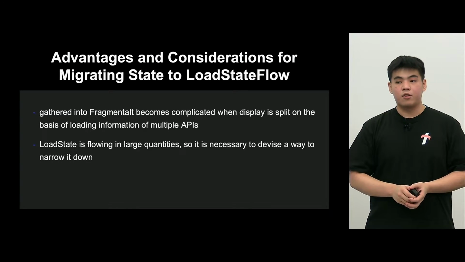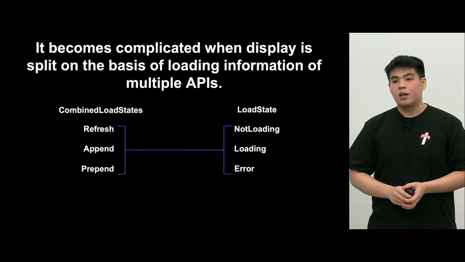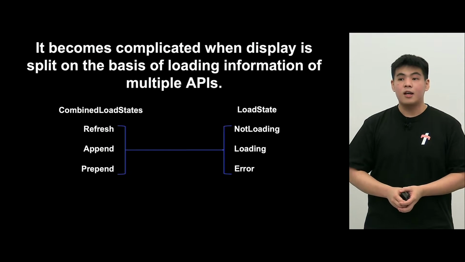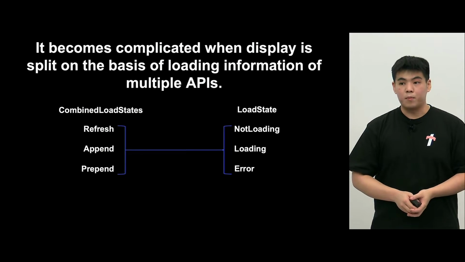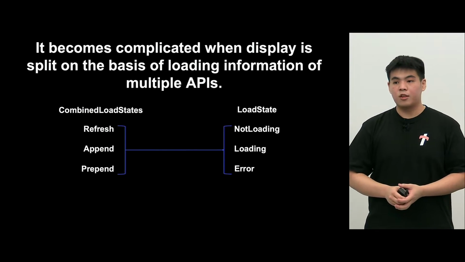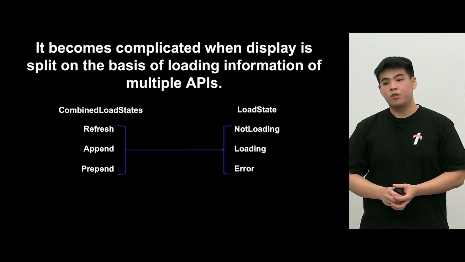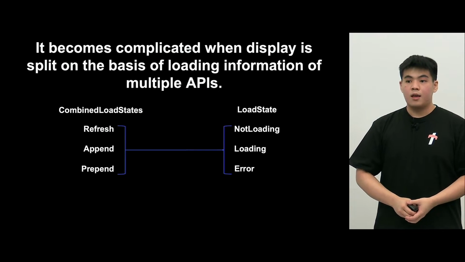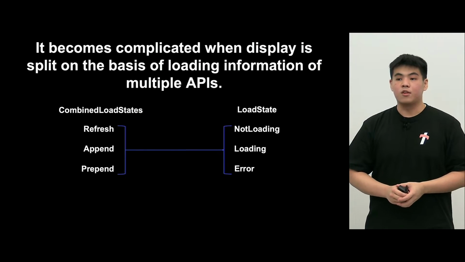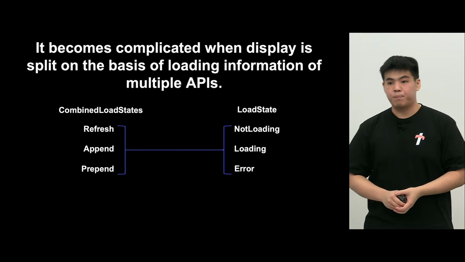And secondly, load state requires some filtering due to the large amount of data flowing through it. Before I go into that, for load state flow, there are three: initial loading, upward loading, and downward loading. Those are the three. And there are three load types for each combined load state: one is not loading, another is loading, and the other is error.